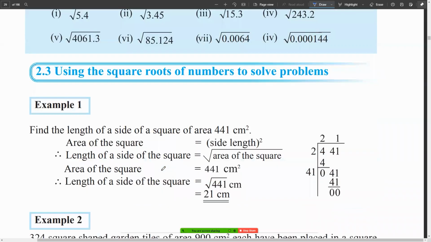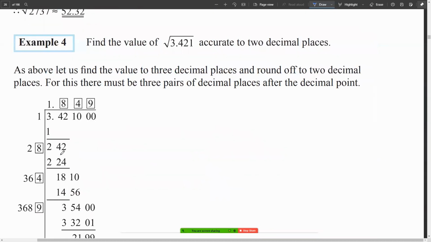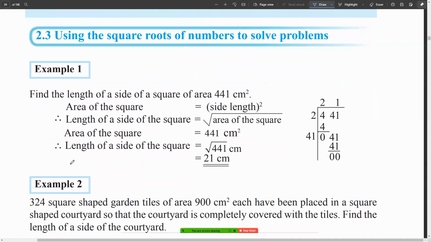In this case, this is not about the methodology that you used in this method. This is just about how to use these square root methods for our day-to-day life issues. This is actually about applications. In this case, find the length of a side of a square of area 441 square centimeters.